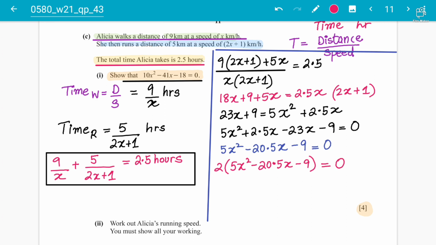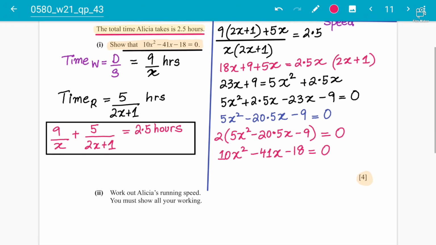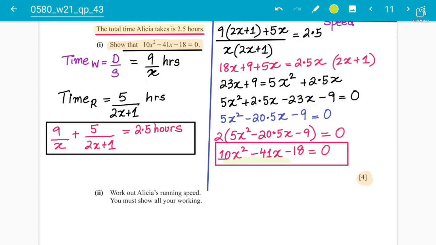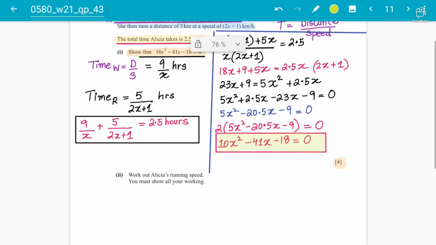So it will be 2 fives are 10x square, and 20.5 multiplied by 2 is, in your calculator, students, minus 41x, and 2 times 9 is minus 18, is equal to 0. So here we go students, it is proved. We have shown that, and you will get all 4 marks. Hope everyone gets this. This is how sometimes they will ask you proving questions as well, and the more examples that I'm going to do will show you that this is a very common question. Make sure to get the full marks.